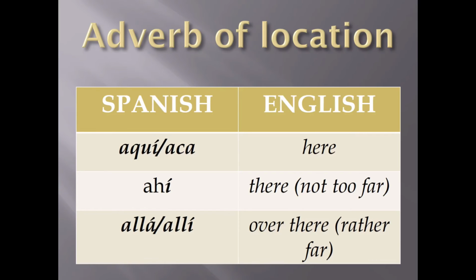And in order for you to have an idea of the adverbs of location in Español, we have aquí and acá for here. Ahí, there, means not too far. And allá and allí is over there, meaning farther from the speaker and listener.